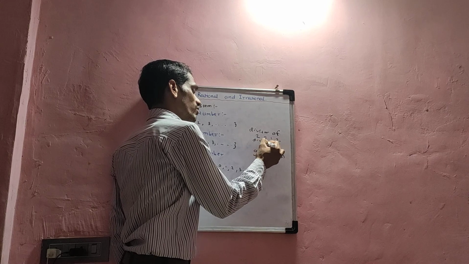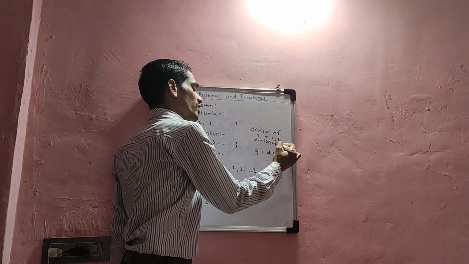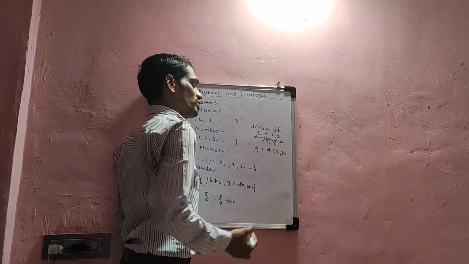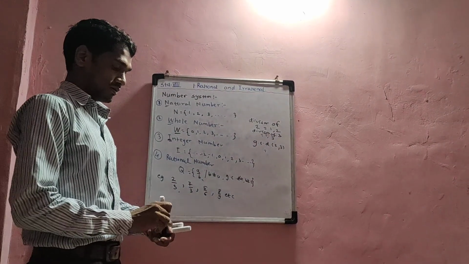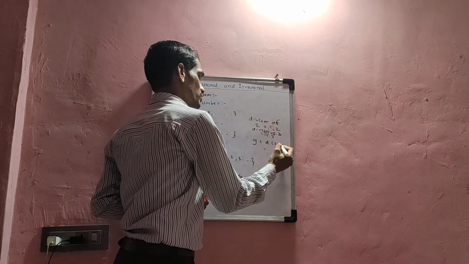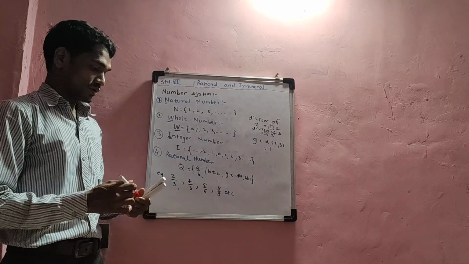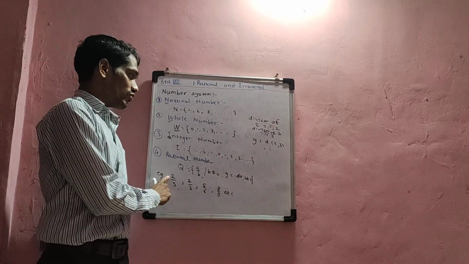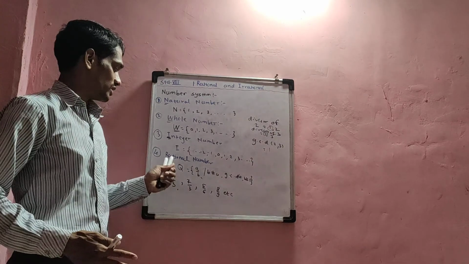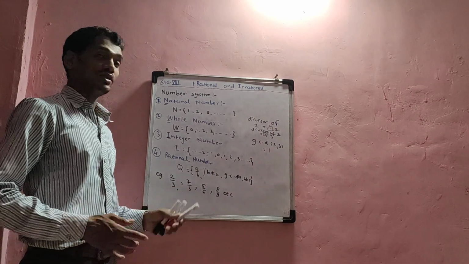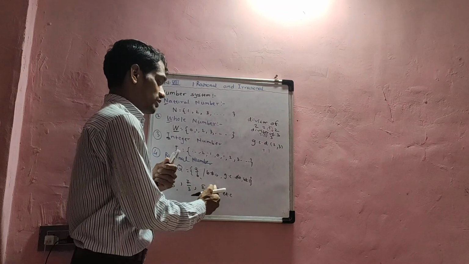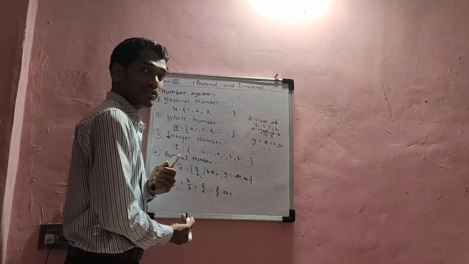Similarly, the divisors of 3: 3 is in the table of 1 and 3. So which one is the common divisor? 1. So the GCD of 2 and 3 is 1. That's why 2 by 3 is a rational number. 7 by 3 is also a rational number, 5 by 6 also, and 8 by 9 is also a rational number.